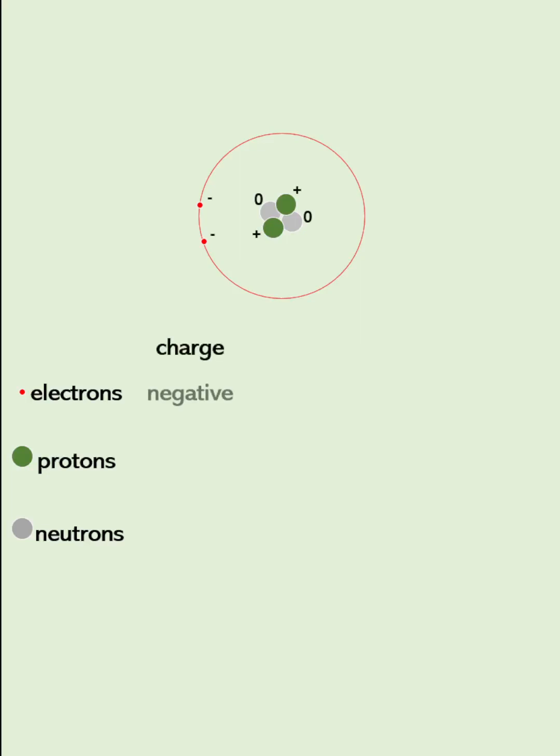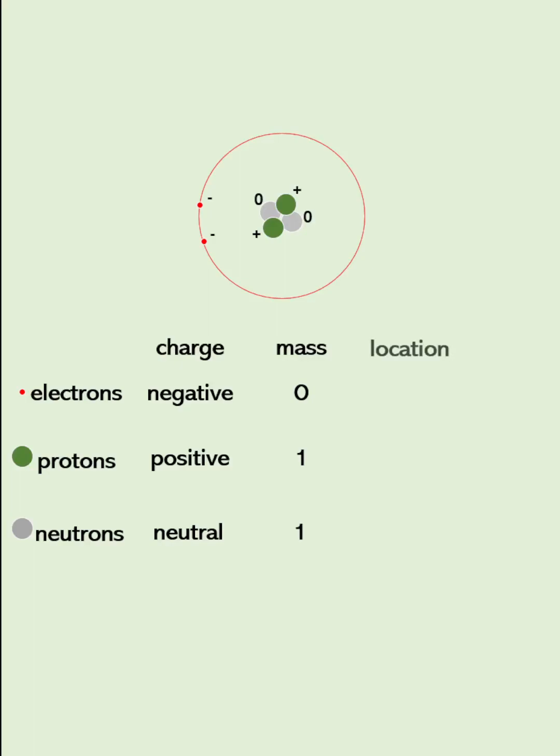Electrons are negative, protons positive, neutrons are neutral. Neutral means it's not negative, it's also not positive. In terms of their mass, protons approximately 1, neutrons approximately 1, electrons are very, very small. Their mass is almost 0.